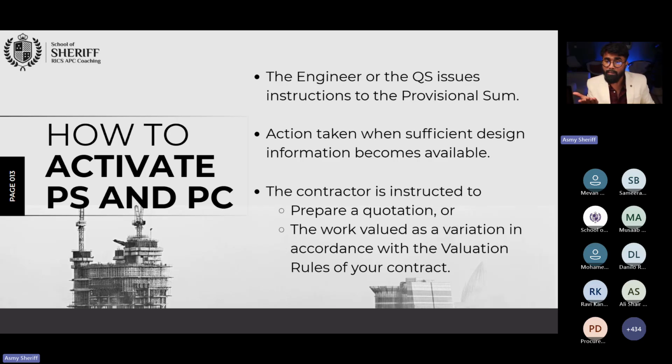And sometimes the client may instruct you to prepare quotations. They will tell you, dear contractor, I want to execute this provisional sum, can you please submit three quotations? They can ask. So you need to go to the market, bring three quotations and give them to the client. And once you have provided those quotations and received the instruction, you will activate the work, and your works will be valued based on the valuation rules of your contract.